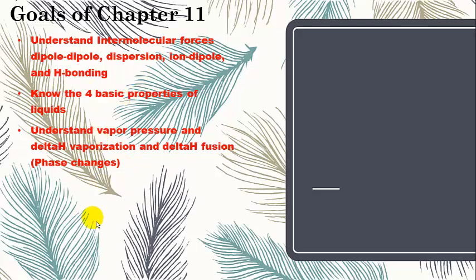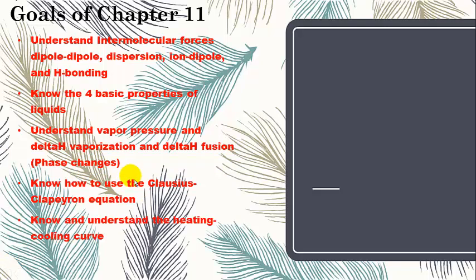One of those changes involves vapor pressure. So understand vapor pressure, delta H vaporization, and delta H fusion. So basically anything that involves phase changes. Know how to use the Clausius-Clapeyron equation that relates the vapor pressure with temperature. Know and understand how to use the heating-cooling curve and be able to recognize a phase diagram.